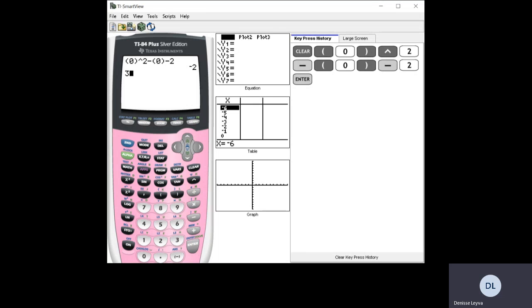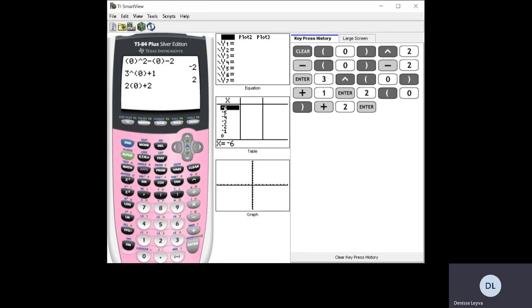For F, 3 to the power of x, so we're going to put 0 plus 1. Notice how there, for your answer, you get 2. That is why F is the answer to 20. If we look at G, we have 2 times x, which is 0, plus 2. When I plug that in, I get 2 as well. So that is why our answer is F and G.